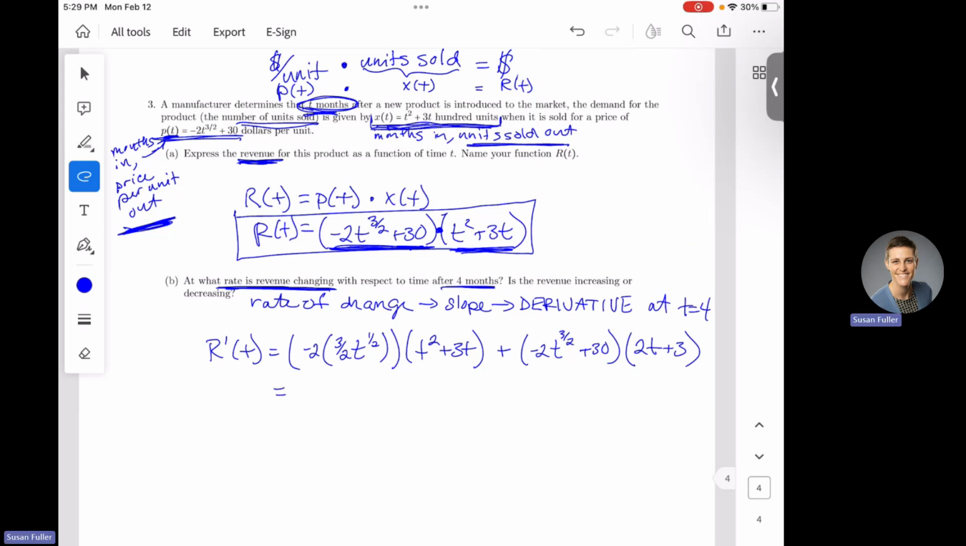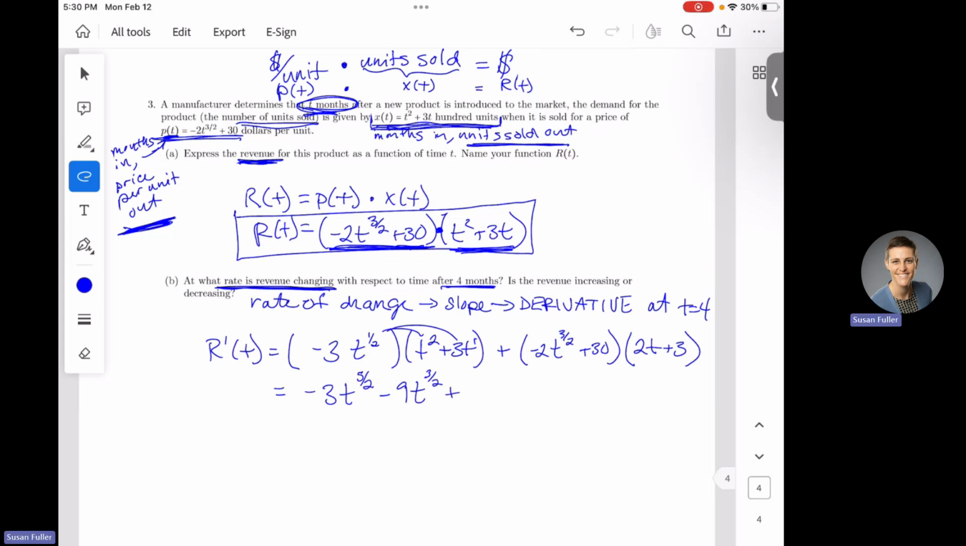Okay, so now I'm going to simplify this a little bit. Negative 2 times 3 halves, I'm just going to go ahead and simplify this and call this negative 3. If you want to rewrite it all, you're welcome to do that. I'm just going to simplify that a little bit just to be able to finish this. And then from here, I'm going to go ahead and distribute. So I'm going to get negative 3 times t to the 1 half plus 2, that's 5 halves, minus 9t to the 1 half plus 1, which is 3 halves.